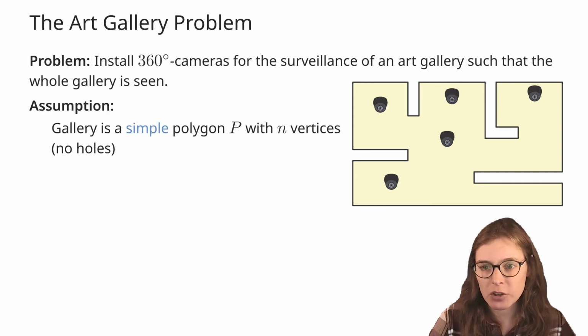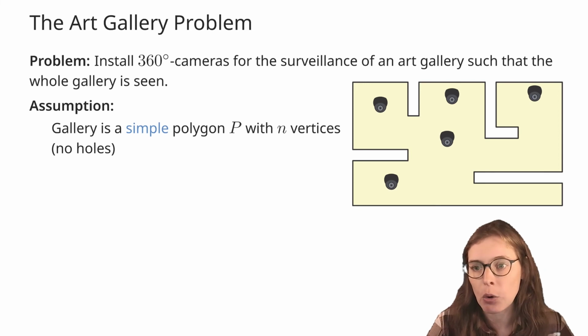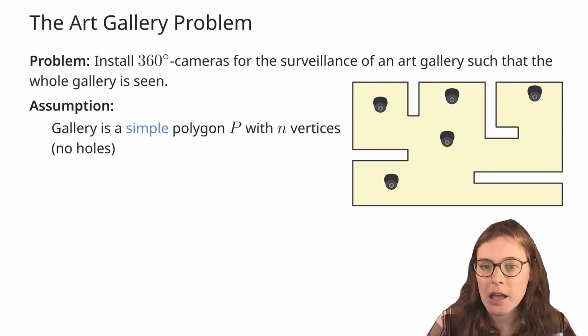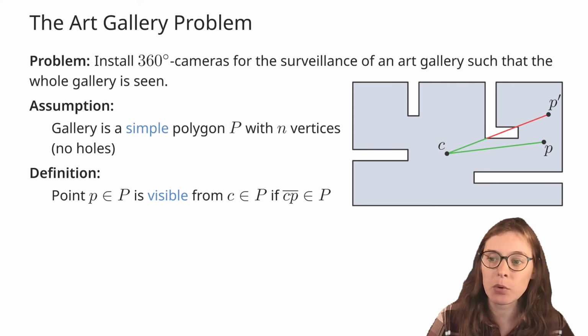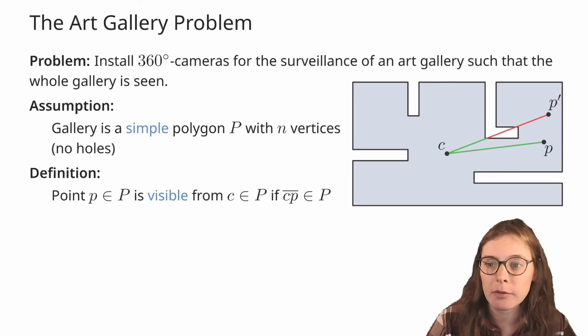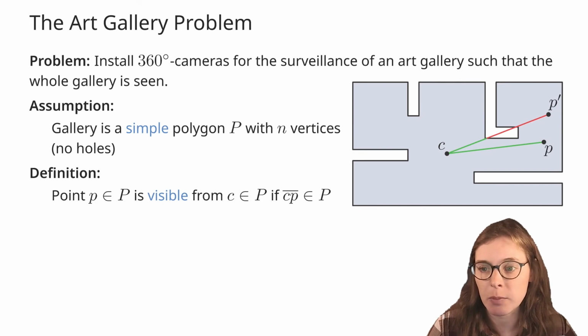For this lecture, we will make the assumption that the polygon describing the art gallery is simple. That means that there are no holes in the polygon and that it is described by n vertices. So let's define what we mean when we say a camera sees the interior of a polygon. We say that point P is visible from some point C, both points lie inside the polygon, if the segment CP completely lies within the polygon P.